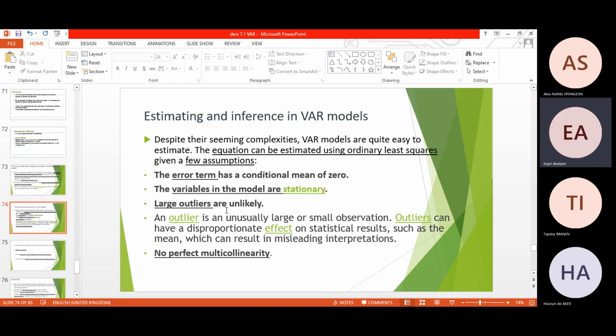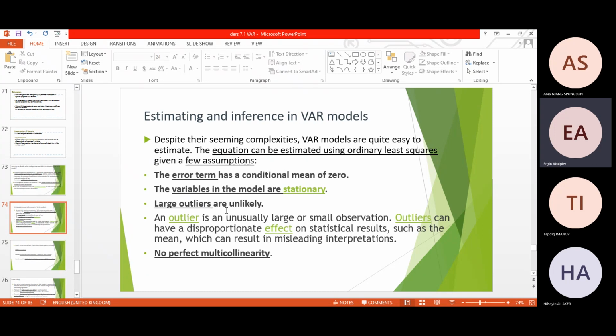An outlier, which I am mentioning here, is an unusually large or small observation. Outliers can have a disproportionate effect on the statistical results. Therefore, such things that happen in the model must be carefully treated. When you observe the mean, which is very important for estimation, outliers can make the results a misleading interpretation for your estimation calculations.